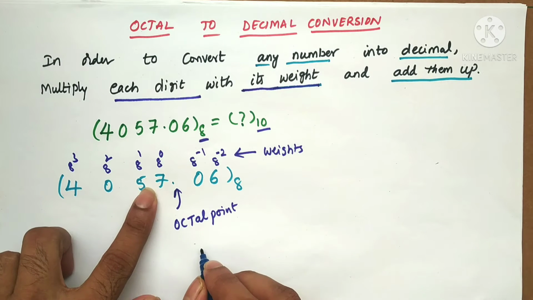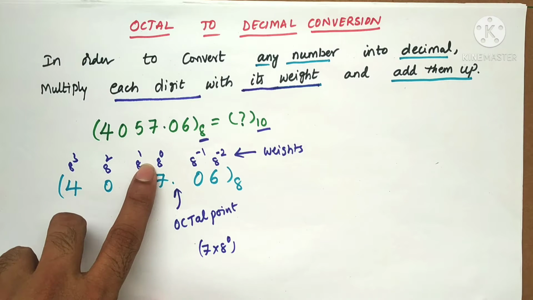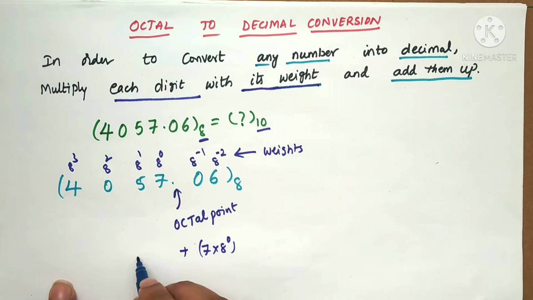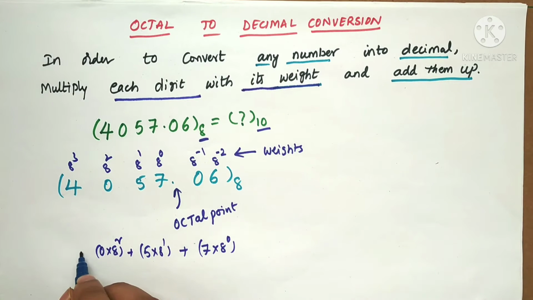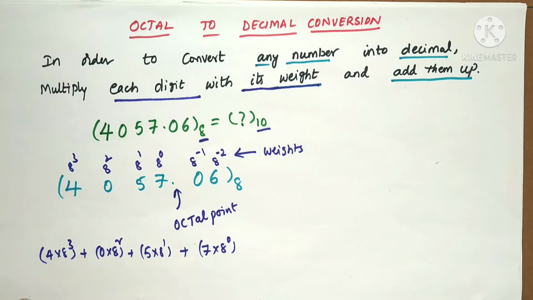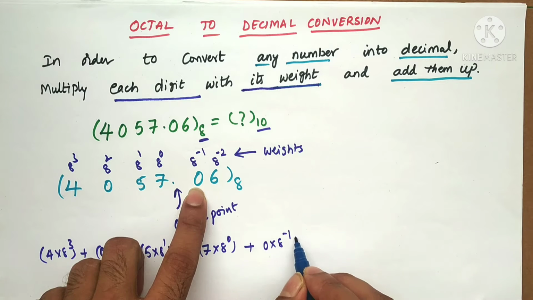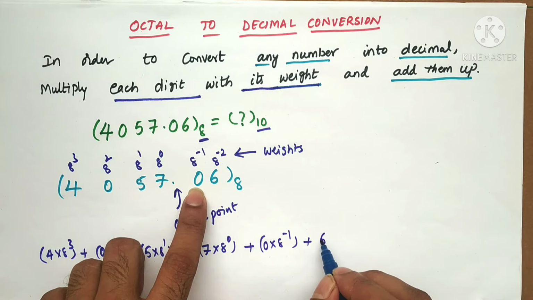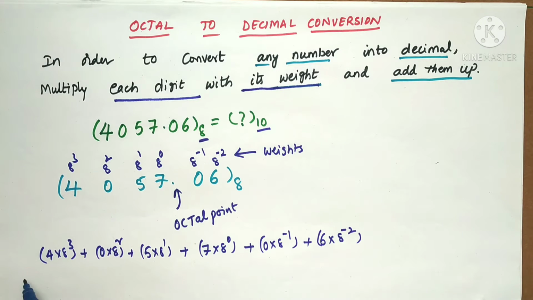So 7 into 8 power 0, digit multiplied by weight, plus 5 into 8 power 1, plus 0 into 8 square, and then plus 4 into 8 cube, and here 0 into 8 power minus 1 plus 6 into 8 power minus 2. Okay.